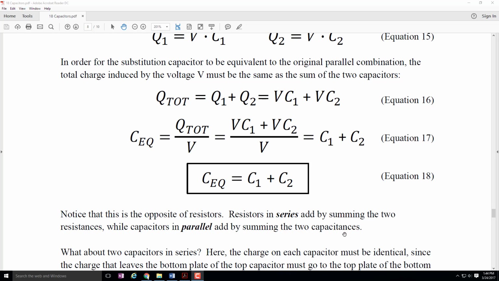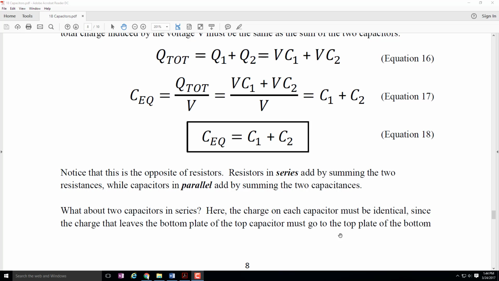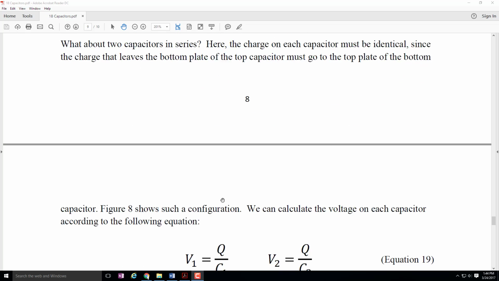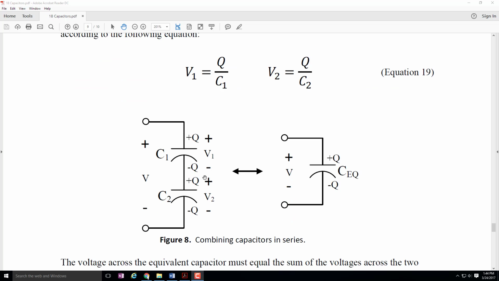Let's see if they also combine in the opposite way for two capacitors in series. Spoiler alert, they do. So we're going to consider two capacitors in series. Let's look at this circuit diagram here. We can see that we have two capacitors, C1 and C2, with a total voltage of V being applied across the combination of them. And then if we combine them together into a single capacitor, that total voltage V will just be applied across C equivalent.